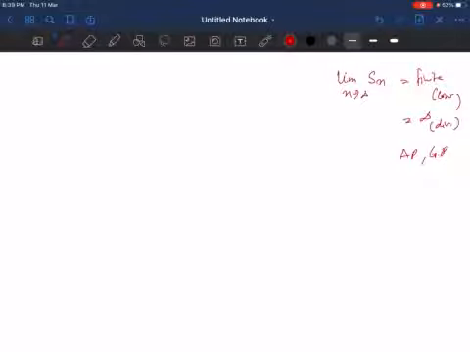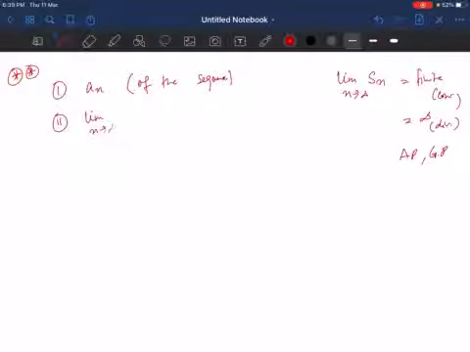Now we will discuss what happens when the terms are not AP or GP. For this condition, we have two steps. The first step is to find the nth term of the given sequence, a_n. This is my first step. The next step is to check the limit as n tends to infinity of a_n, and see what it is equal to.